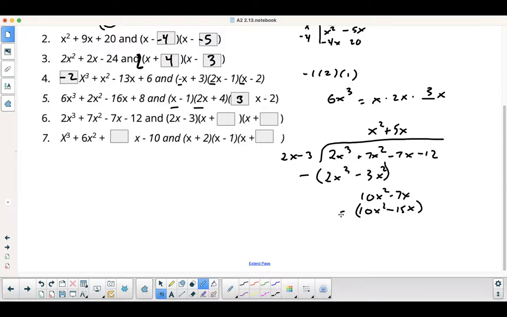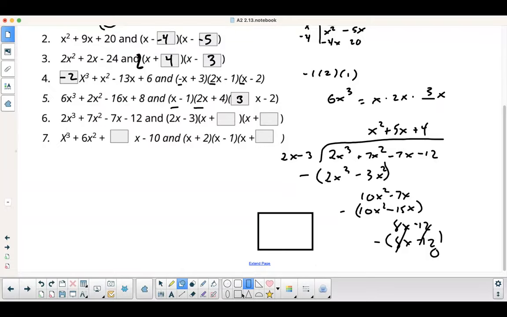So 10x squared minus 10x squared cancels. Negative 7x, that becomes plus 15x, gives me 8x. Bring down the negative 12. 2x times 4. So that'll give me 8x minus 12. Subtract the whole thing. 8x minus 8x, gone. Negative 12 ends up being plus 12. That's gone. I get 0. So, okay, now it's nice. I can do a box here and get this thing factored.